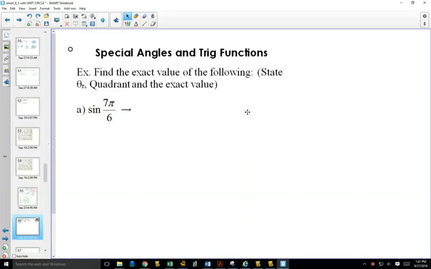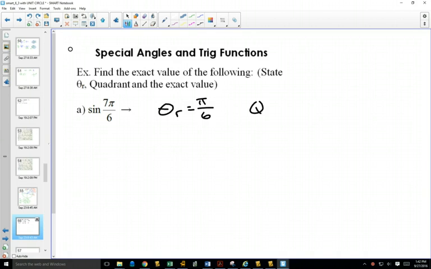So special angles. Anytime you recognize one of the families that we have, you can say what family that belongs to. You can figure out what quadrant it's in. And once you figure out what family and what quadrant it's in, then you can state what the value is. So for sine of 7 pi over 6, what family does that belong to? That belongs to the 30 degrees family. So our reference angle would be our pi over 6 family. What quadrant is it in?